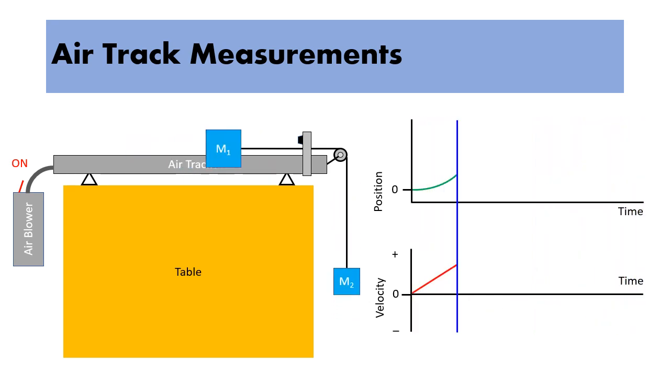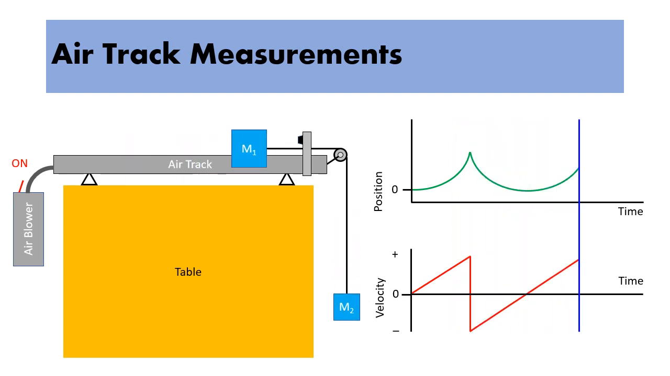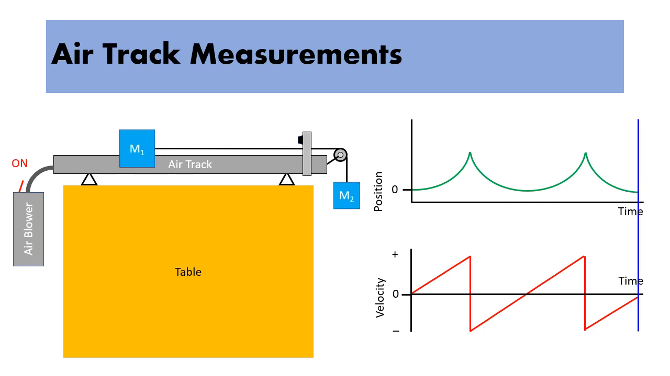Similarly, notice how the glider's velocity switches from positive to negative when it rebounds, and how the velocity becomes zero when the glider reaches its starting point.